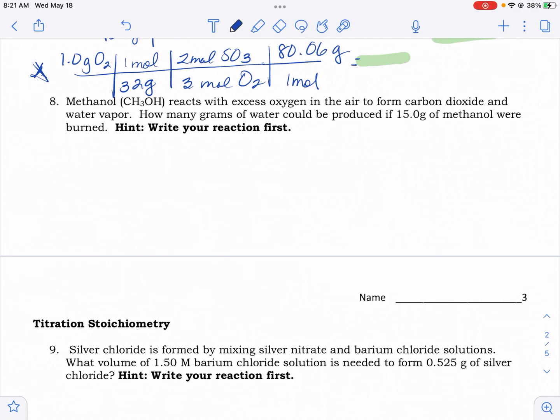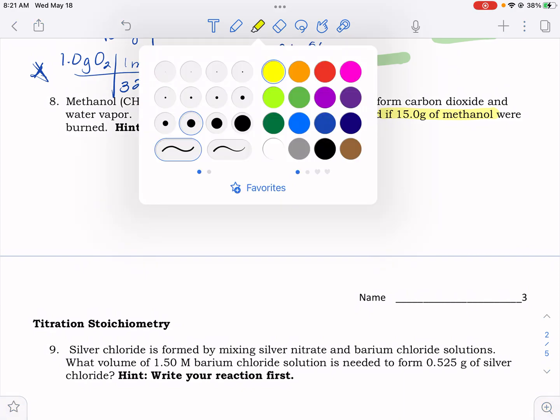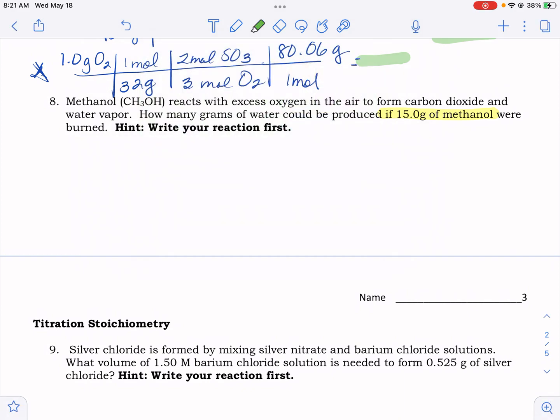So for question 8, we are given 15 grams of methanol, and we're solving for grams of water. First, we have to write our equation. Methanol plus oxygen gives us carbon dioxide and water.